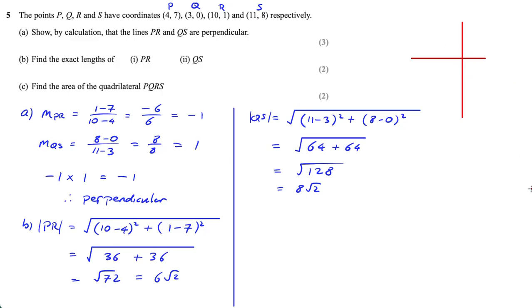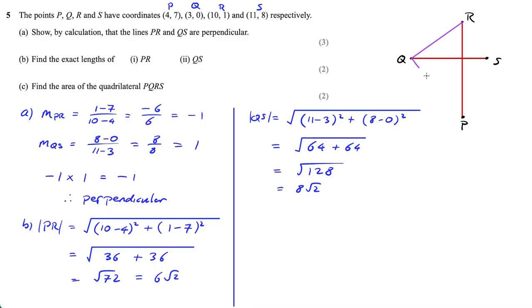If the diagonals meet at right angles, so let me just show you what I mean. This is P, this is Q, this is R, and this is S. Now let's just assume it's not a kite, even though we know it is.